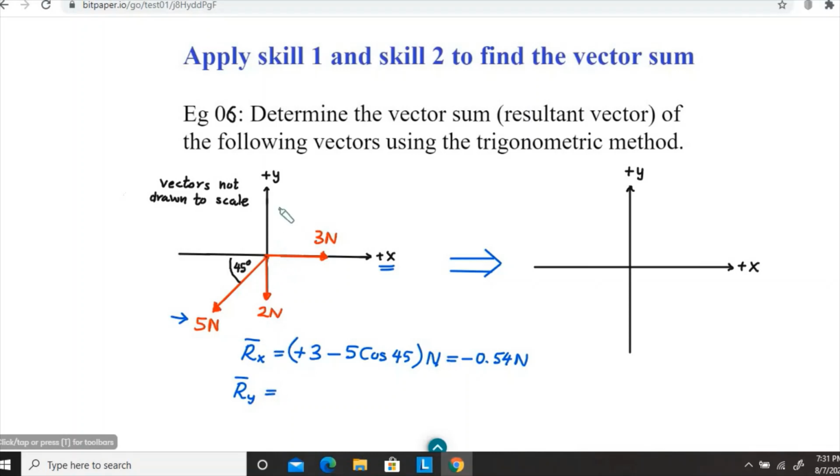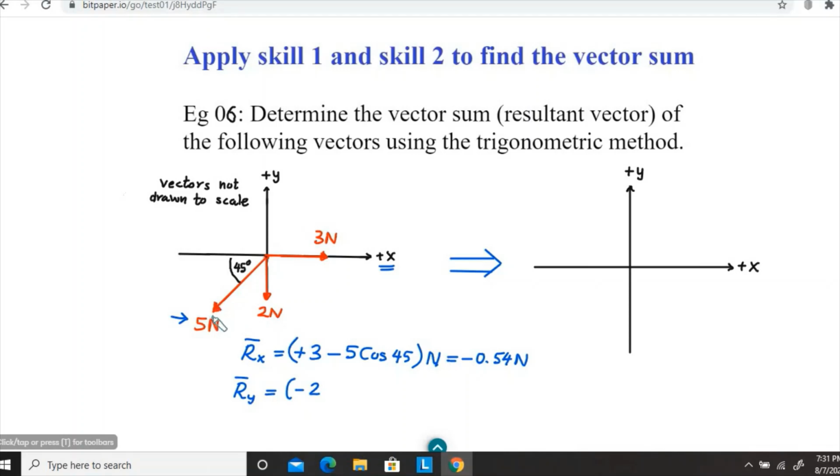Similarly, I'm going to find the resultant vector component in the y direction, that is Ry. Again, upward is the positive direction. You can see there's no vector in the positive y direction. There's a vector in the negative y direction, that is 2 Newtons. So I'm going to put minus 2.